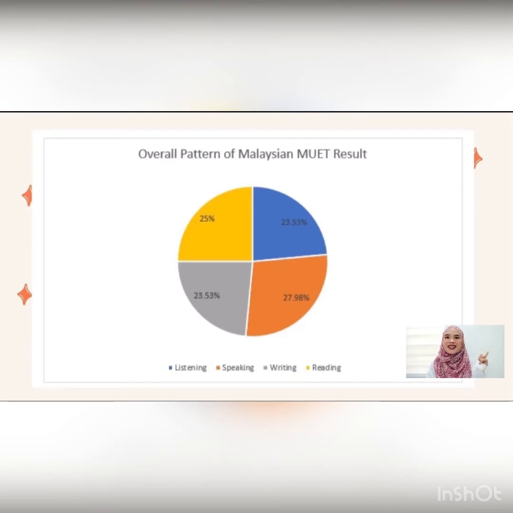Moving on to the pie chart. As you can see above, it shows the overall pattern of Malaysian MUET results. Listening and writing share the same result, which is 23.53%, and the highest percentage goes to speaking, which is 27.98%, and last but not least, reading is 25%.